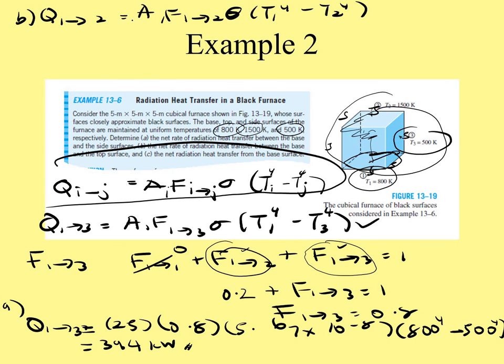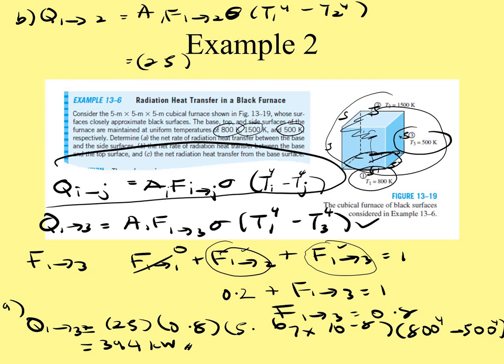Okay, so just substitute the values. The area is still the same, which is area 1. We have 5 times 5. Remember we have 5 meters times 5 meters times 5 meters, so this is a cube. All the lengths inside this cubical furnace are the same, 5, 5, 5, 5. So just insert the value 25.